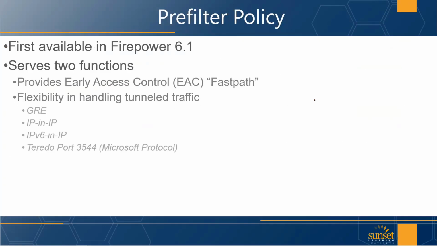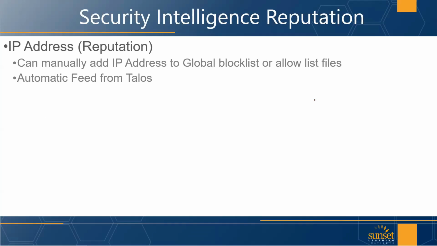Pre-filter policy provides early access control called FastPath, which allows us to bypass SNORT. But it also does something cool in that it allows us to look inside tunnel traffic, which a traditional firewall can't do. I look at the outside header, and even if I'm doing a Gen 2, I'm looking at the header. I'm not looking at the data inside this. What this will actually do is look at the outer header, hand it to SNORT, and then SNORT will look inside and can look at the other headers inside, and the actual traffic inside that tunnel traffic. So it's pretty cool.